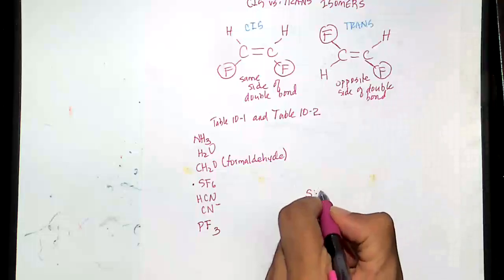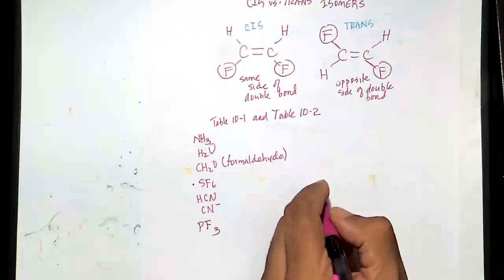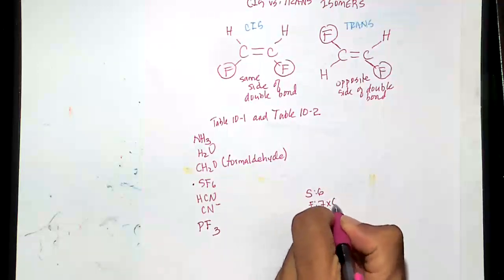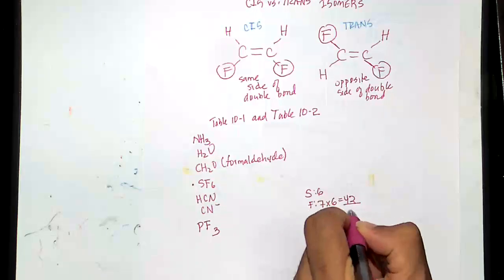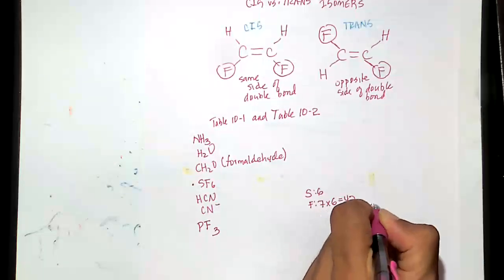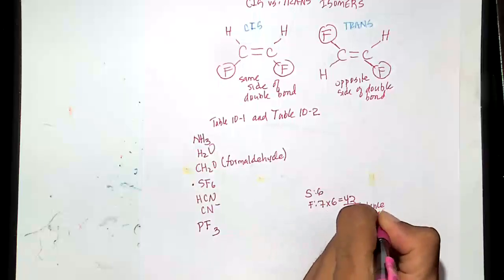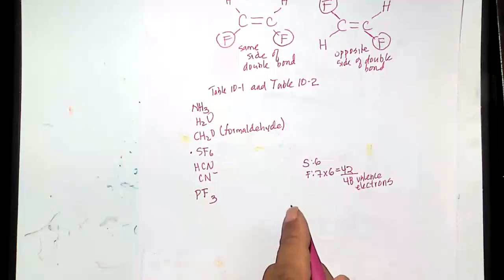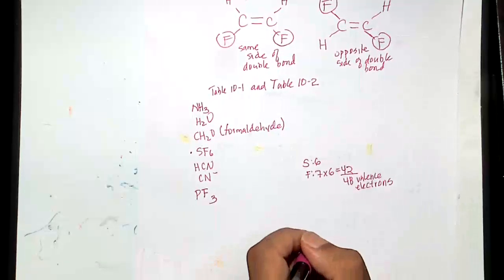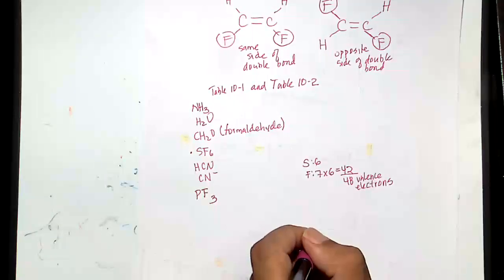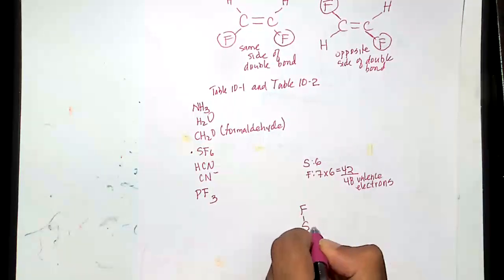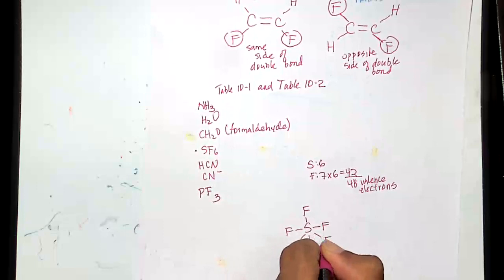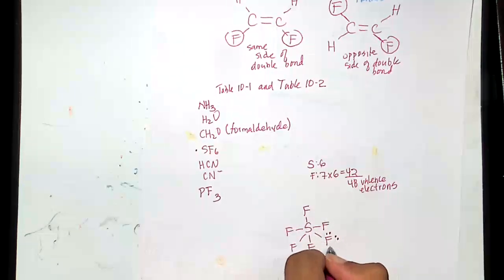What is sulfur happy at? 6. What is fluorine happy at? 7. 7 times 6 is 42. So we have to get 48 valence electrons. So we have sulfur plus 6 fluorines. All right, so 1, 2, 3, 4, 5, 6.